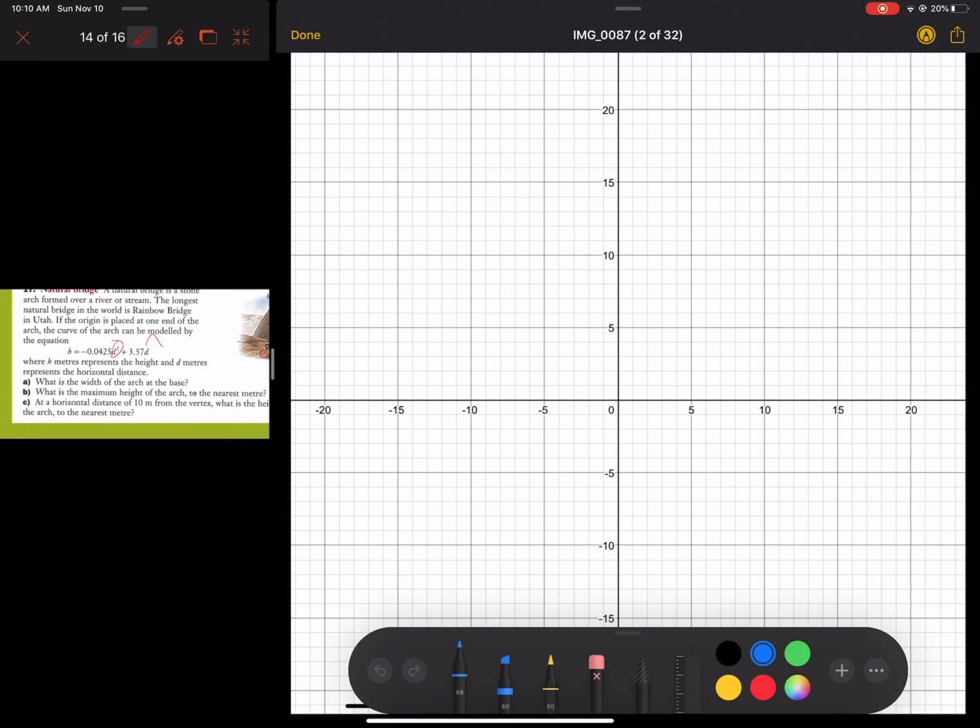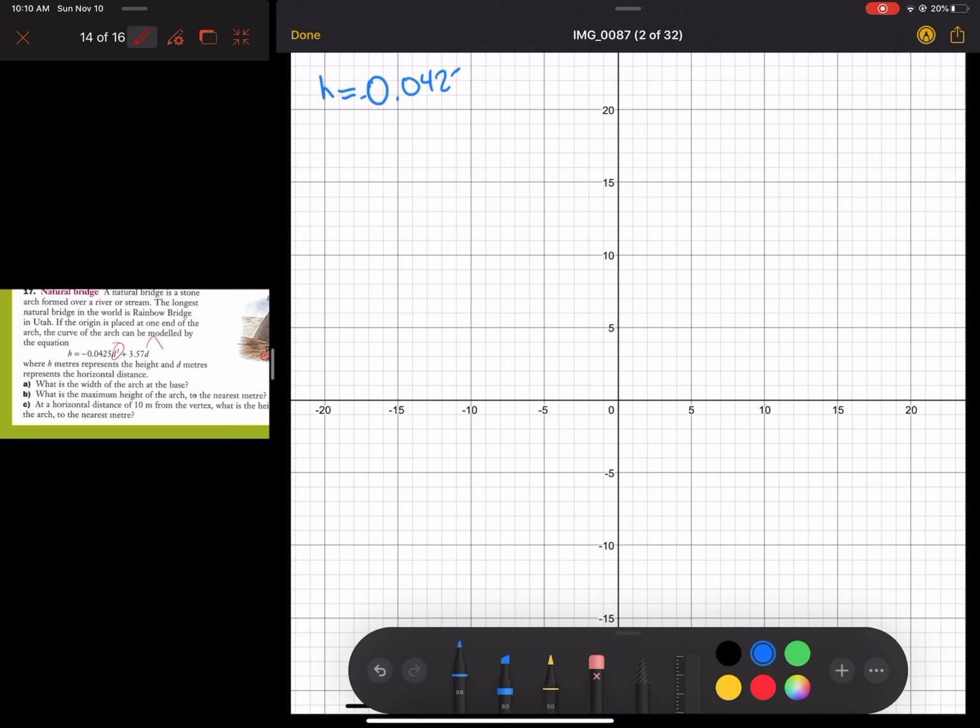So I have my equation. H equals negative 0.0425 d squared plus 3.57 d. Now h is 0. What is d? So let's substitute. 0 equals negative 0.0425 d squared plus 3.57 d.